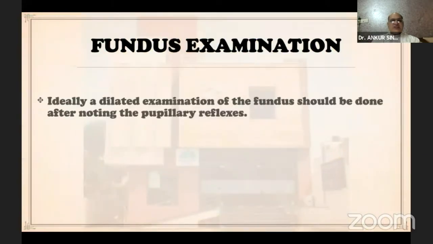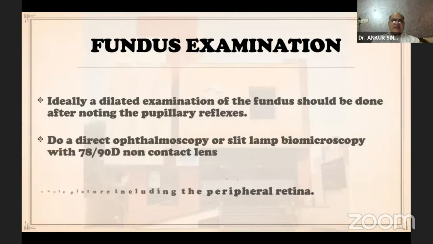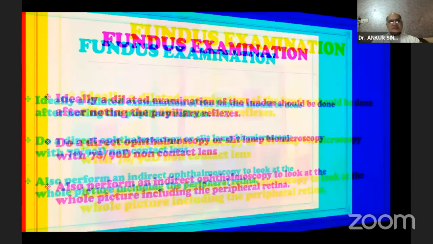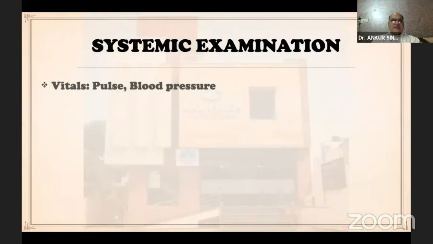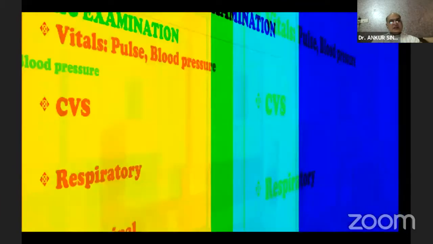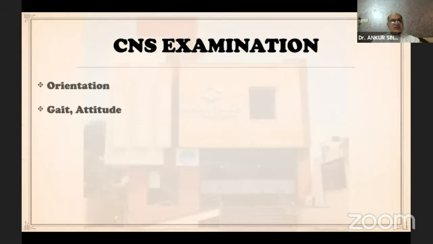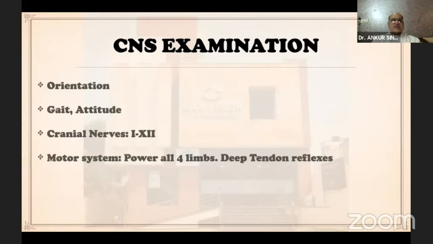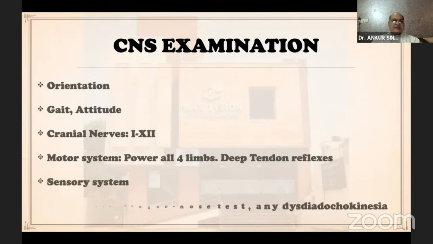Now, fundus examination is important and should be done after dilatation. Again, we have a full lecture on fundus examination, so I'm going to skip this. Systemic examination must include vitals like BP and pulse, because sometimes you can be dealing with hypertensive retinopathy; CVS, respiratory, abdomen, and CNS, of course, should be done in all these cases. CNS examination should include orientation, gait, attitude, cranial nerves, all from 1 to 12, motor system, at least the power of limbs and DTRs, sensory system, and cerebellar system in the form of gait, finger-nose test, and dysdiadochokinesia.